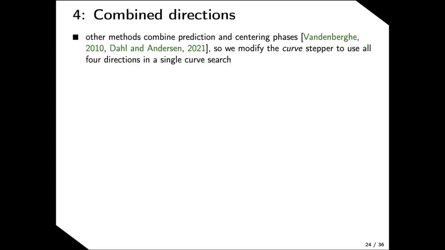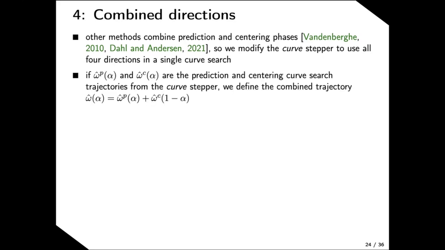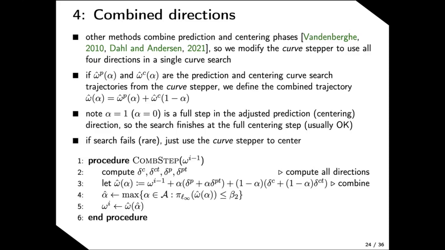Finally, we consider combining the prediction and centering phases like some other primal dual interior point methods. To do this, we're going to have to actually compute all 4 directions. There's some mathematical intuition on how we choose to do this, but I will skip that here. So here's what the combined stepping procedure looks like. We do a curve search, again, that's quadratic in alpha and linear in the 4 directions. And then we update the iterate.